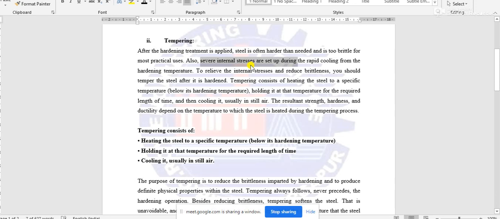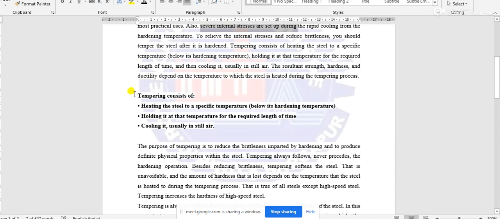Now the tempering process consists of three basic steps. One is heating the steel to a specific temperature, obviously below the hardening temperature, because the steel is already hardened and the hardening procedure is already done by making it hot at the hardening temperature. In case of tempering we have to maintain a temperature that is below the hardening temperature of the steel.